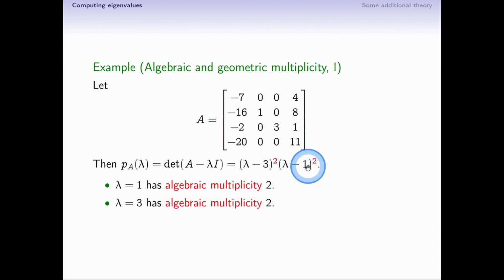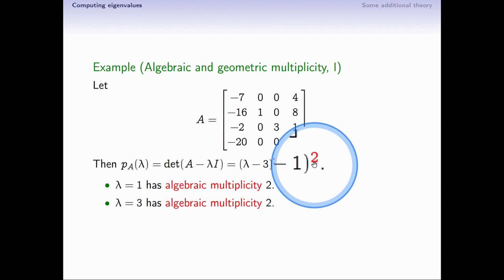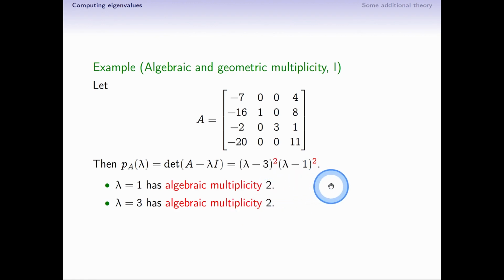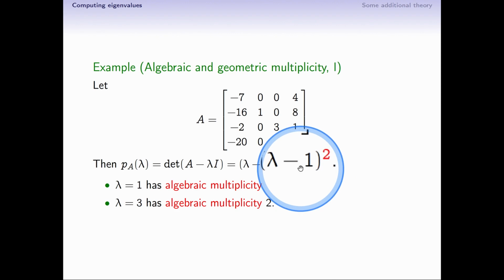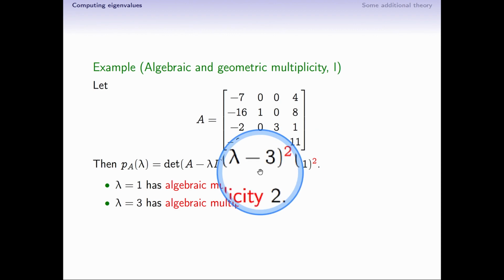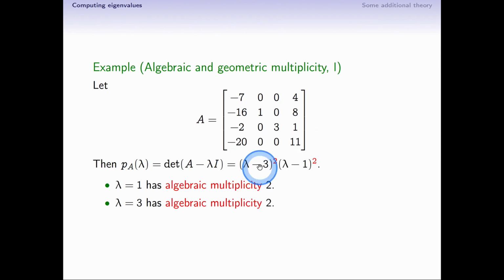Now, because lambda minus 1 appears to the power of 2, we say that lambda equals 1 has an algebraic multiplicity of 2. So the algebraic multiplicity is merely recognizing that in this case lambda minus 1 is appearing to the power of 2. Likewise, we would say that lambda equals 3 has algebraic multiplicity 2 because lambda minus 3 is appearing also to the power of 2. So the algebraic multiplicity merely tells you what the power of the corresponding factor is in the factorization of the characteristic polynomial.